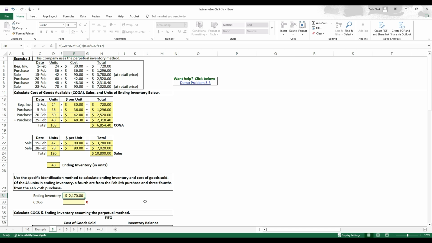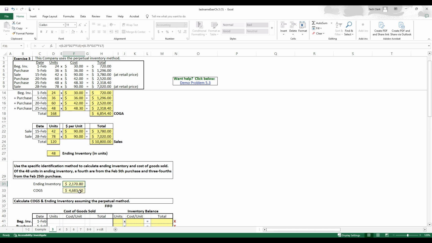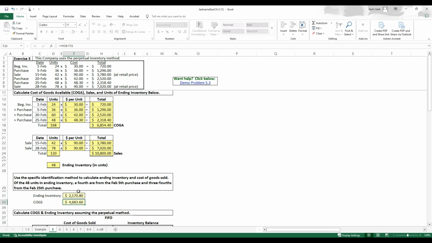If we multiply all that out, then the inventory value becomes $2,170.80. Then we can figure out the cost of goods sold by taking the cost of goods available for sale less what's still in ending inventory, and the sum of these two has to add up to what could have been sold, right? So the sum of those two amounts is $6,854.40. This is left in inventory, and this is what went out the door as sales.